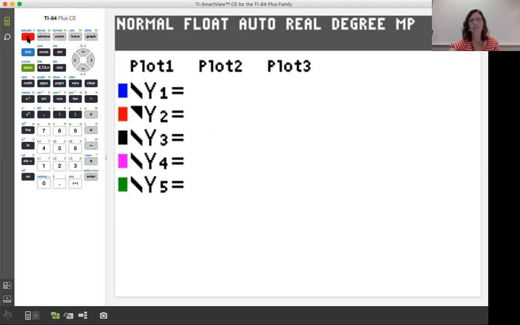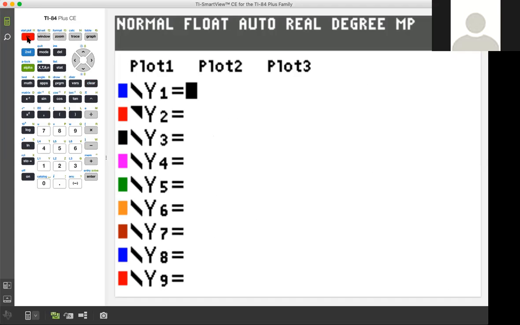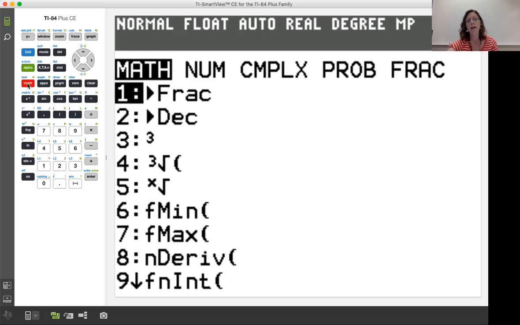Any other questions? Okay, so when we're in y equals, we're going to go down underneath y equals. It's the third one under y equals. You're going to hit math.